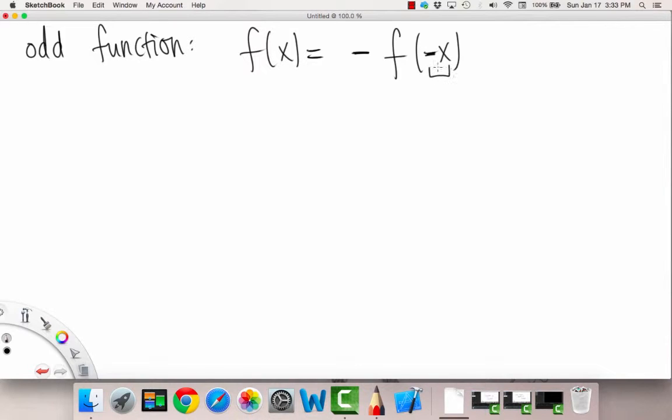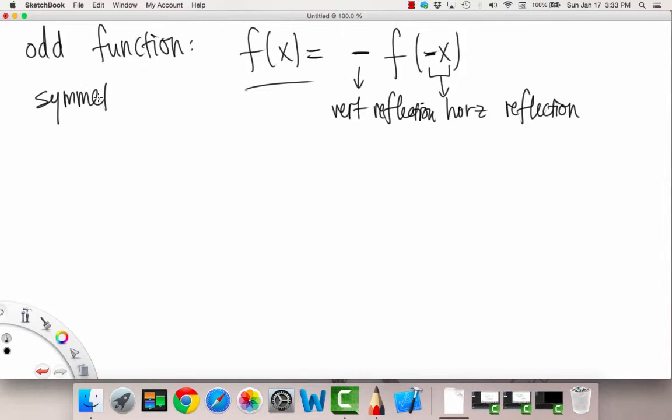But anyways, let's see what's really going on. Inside here, because we have the negative sign connected directly to the x, this is a horizontal reflection, right? And we have a negative sign on the outside, so this is a vertical reflection. So basically what this means is that a function is odd if we can do a horizontal reflection and a vertical reflection and get back to the same place, okay? So this is what's called symmetric, not about the y-axis, but about the origin, okay? And again, this is just kind of terminology. So yay if you know it, it's not really a big deal if you don't know the actual terminology.